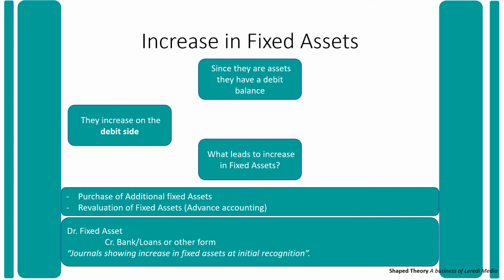However, if you used a loan or credit to buy this fixed asset, you'll have to credit loans as liabilities. And you know that liabilities increase on the credit side. That means you have taken an additional liability in the form of a loan, and that particular liability has to be accounted for on the credit side.